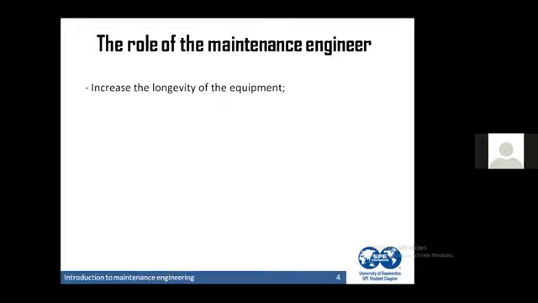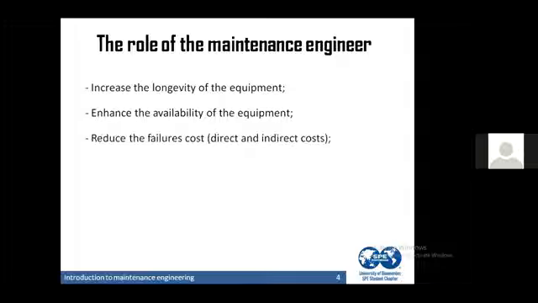The first role of a maintenance engineer is to increase the longevity of the equipment. I mean longevity, the second phase of life. The second role is to enhance the availability of the equipment. I mean by availability, the equipment must be ready at any time for the exploitation team. The third role is to reduce the failure cost. And I mean the direct costs and the indirect costs.